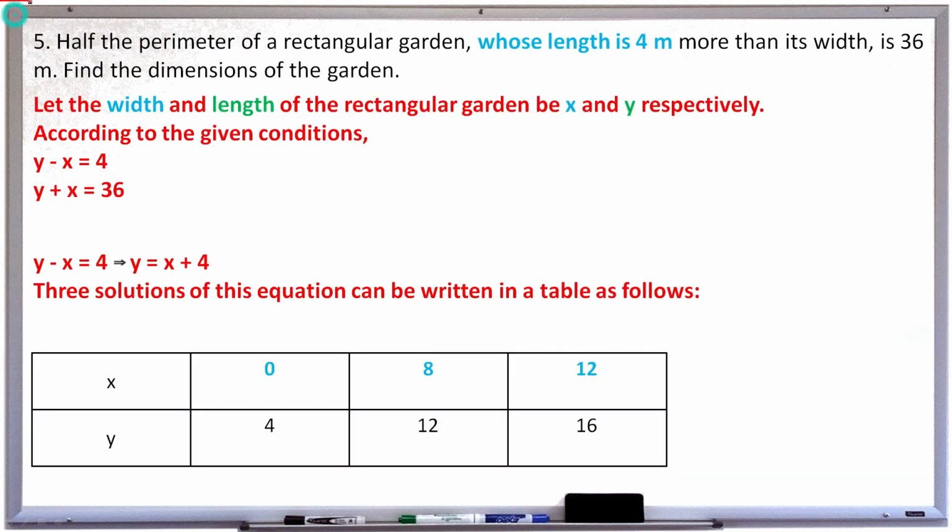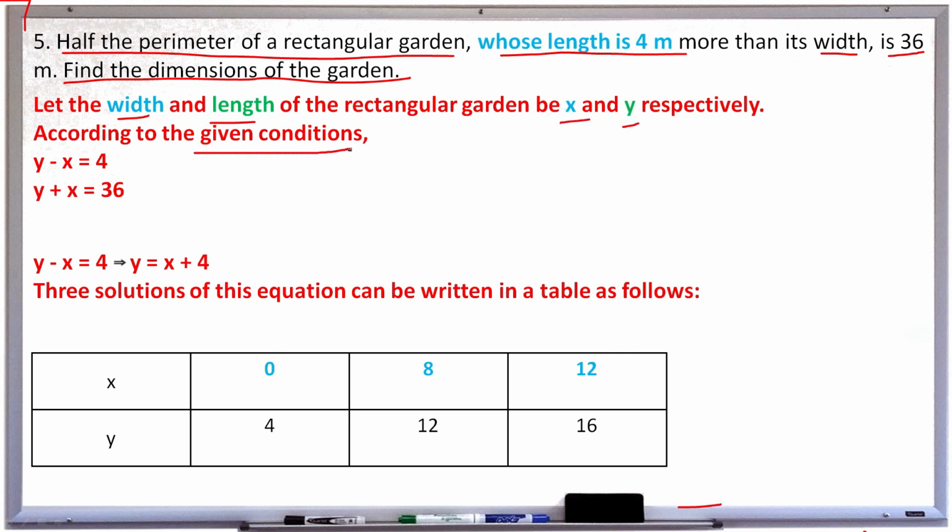Another question, number 5. Half the perimeter of a rectangular garden, whose length is 4 meters more than its width, is 36 meters. Find the dimensions of the garden. Let the width and length of the rectangular garden be x and y. According to the given condition, y minus x is equal to 4, because length is 4 more than its width. So y minus x is equal to 4, and another equation we can frame. Adding these two, you will get 36.